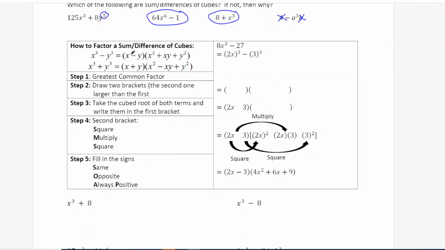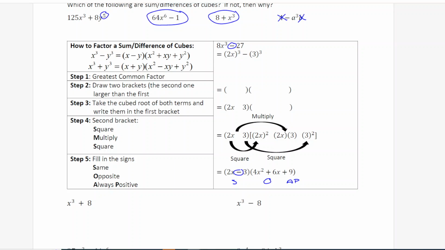So in the formula, you'll notice that a difference of cubes goes minus plus plus, and a sum of cubes goes plus minus plus. The way I remember this is SOAP. The first sign is always the same as the question. So since this is a difference of cubes, you get a minus in the first bracket. So this is the same. Then the second sign is always opposite what this sign was. And then your last sign always has to be positive. So SOAP: same, opposite, always positive.